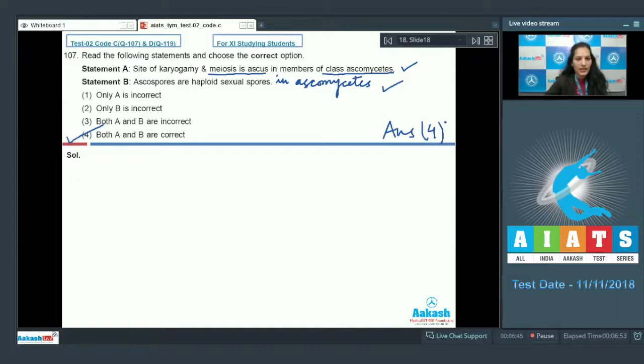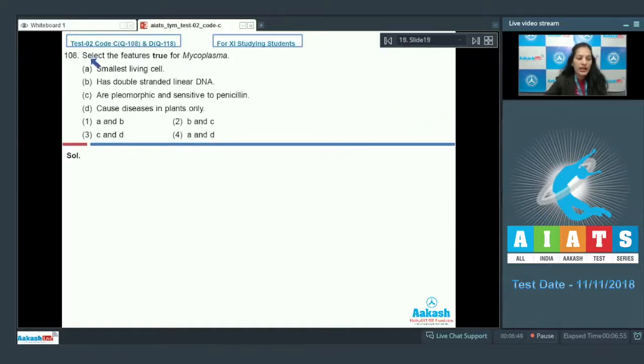Let's move on to the next question. Question number 108. Select the features true for mycoplasma. A. Smallest living cell. B. Has double-stranded linear DNA. C. Are pleomorphic and sensitive to penicillin. D. Cause diseases in plants only. First option A and B. Second option B and C. Third C and D. Fourth A and D.